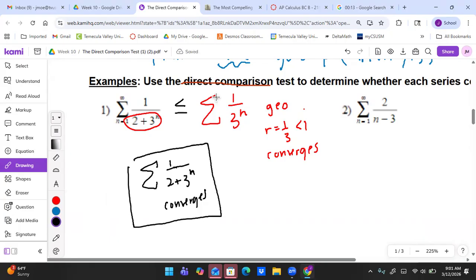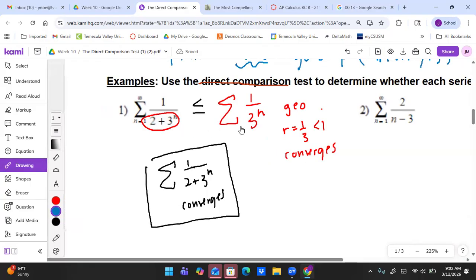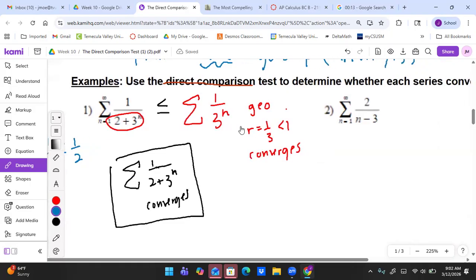Great, that's it. Yes. I'll write it over here on the next example, because 2 plus 3 to the n is a bigger number than 3 to the n. So the bigger the denominator, the smaller the fraction. For example, like 1/4 and 1/2. That's a bigger denominator, so that makes that one the smaller one. We'll write that on the next example here.